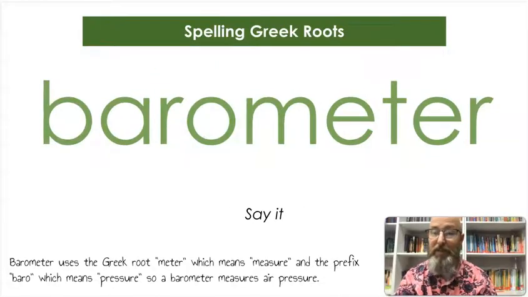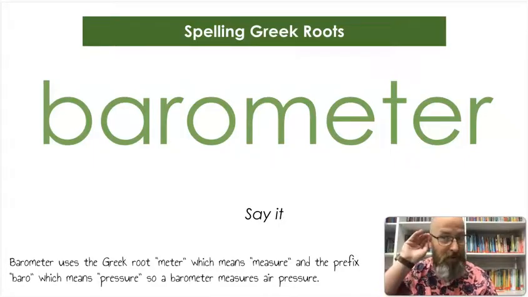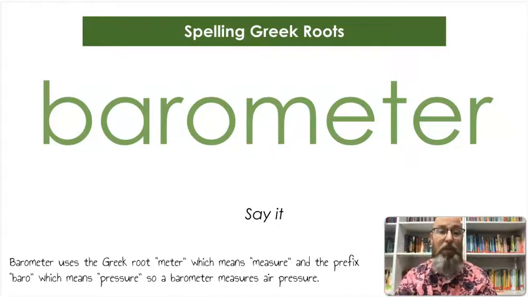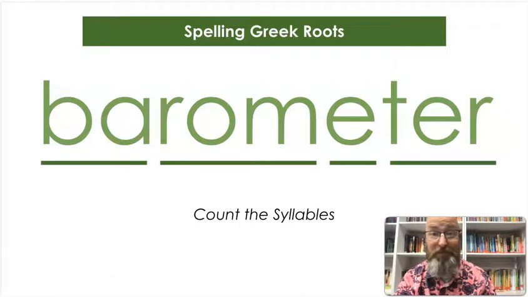Our next word is barometer. Say barometer. Barometer uses the Greek word meter, which means measure, and the prefix baro, which means pressure. So a barometer measures air pressure. You might have heard the weatherman use that word.